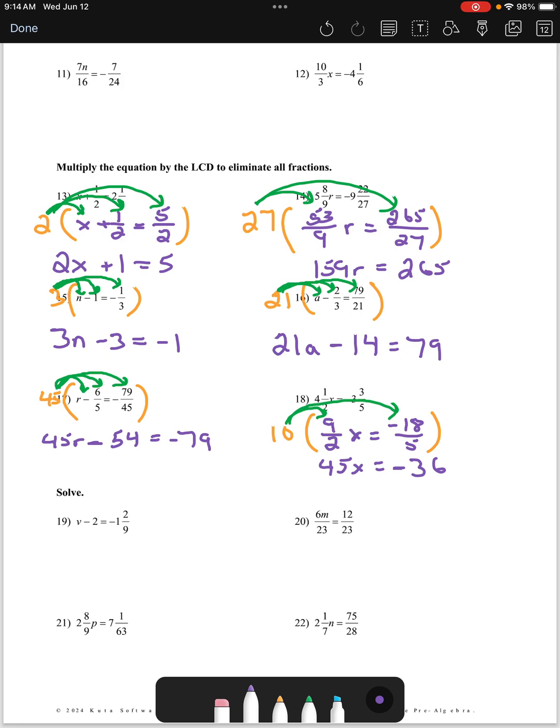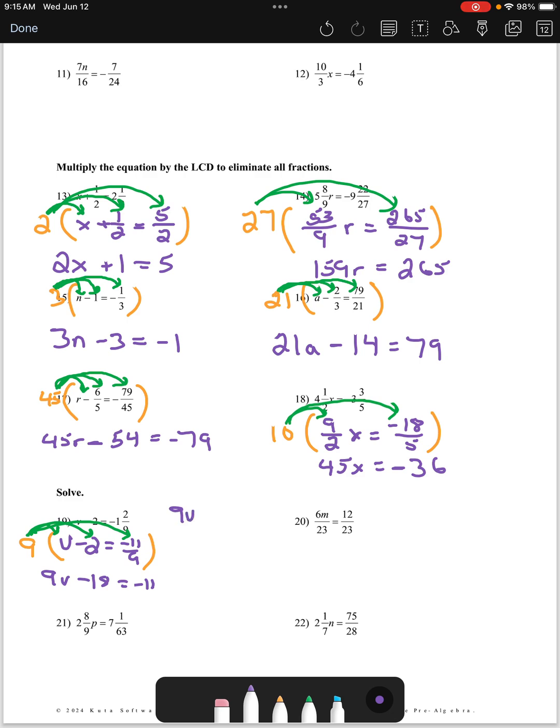Number 19, step 1, I do not like the mixed number. Step 2, multiply everybody by the LCD, which is 9. Step 3, actually do the distribution. 9 times v is 9v. 9 times negative 2 is negative 18. And 9 times negative 11 ninths is negative 11. It just clears out the denominator.